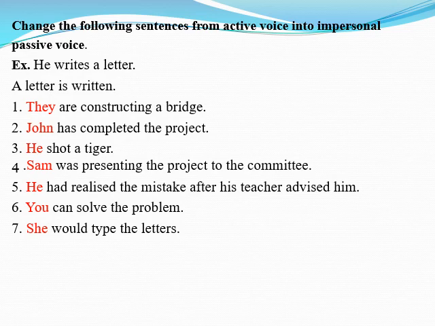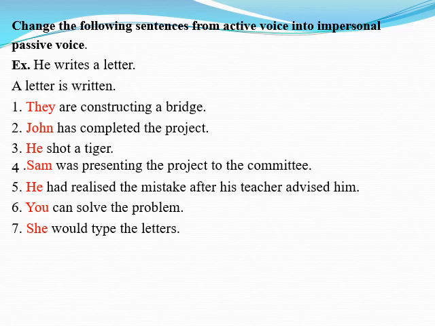Number 3. He shot a tiger. Verb here is shot. And the object is a tiger. So, a tiger was shot. Shot was changed into was shot.